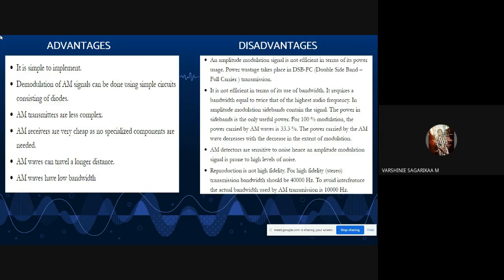Reproduction is not high fidelity. For high fidelity, that is stereo transmission, bandwidth should be 40,000 Hz. To avoid interference, the actual bandwidth used by AM transmission is 10,000 Hz.